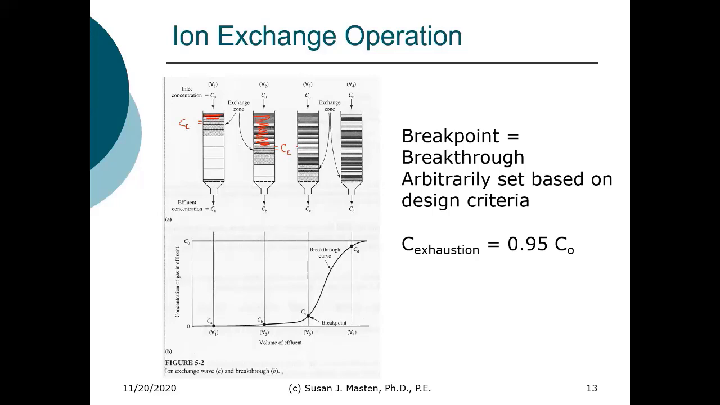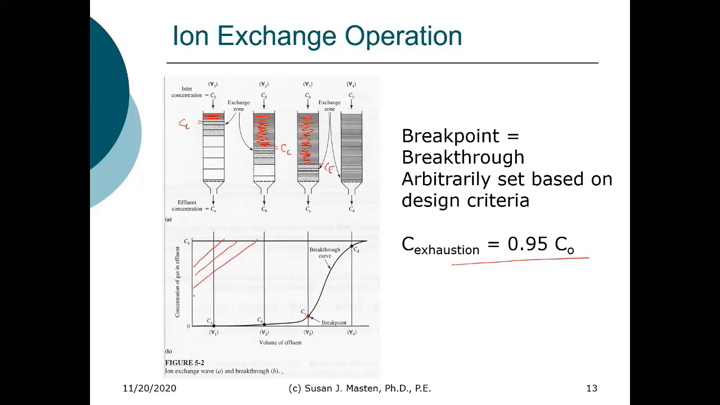Okay, 95% of Cn. Same thing. My exchange zone has moved down the column. So now, if I have a sampling port there, what's the concentration? Exhaustion. C sub B. And you can see the same thing here. So we have a breakthrough curve. Okay. Now, here, you can see, this is our breakthrough.